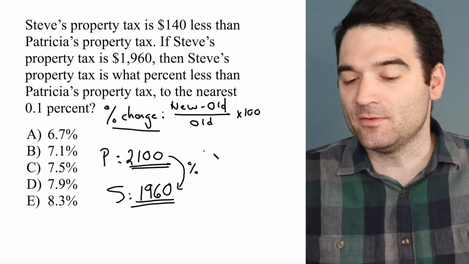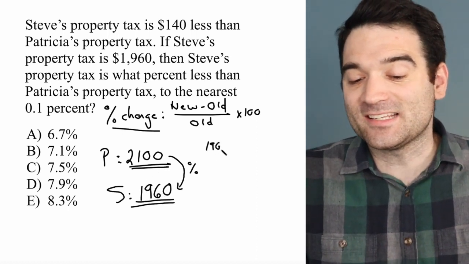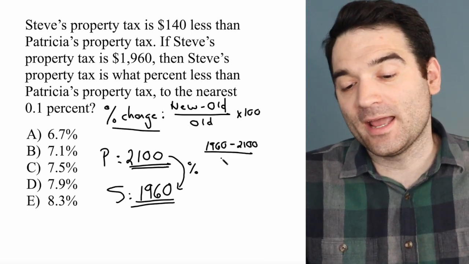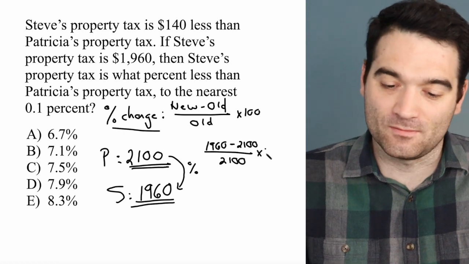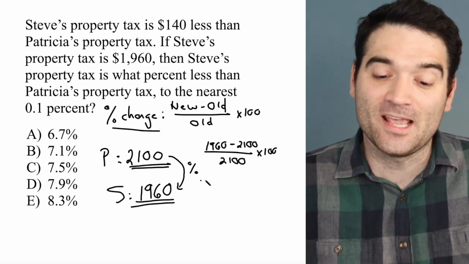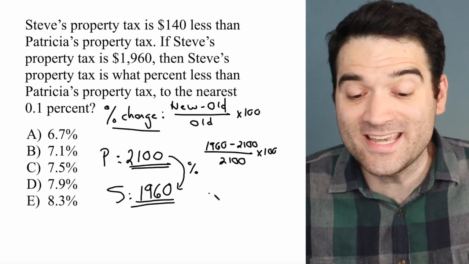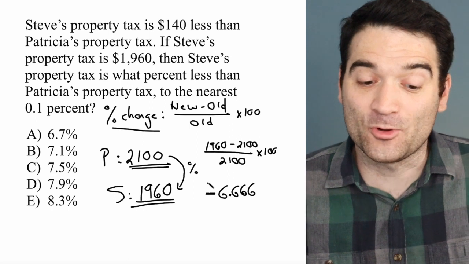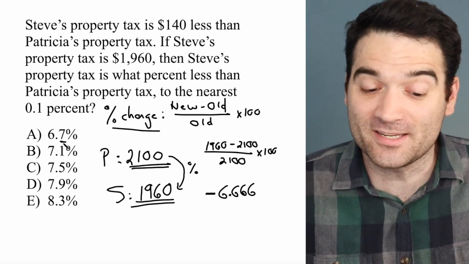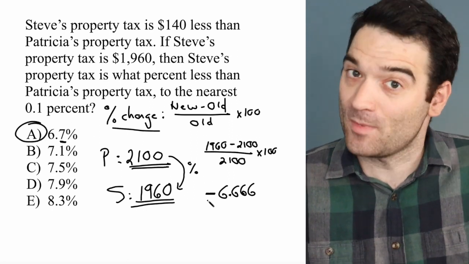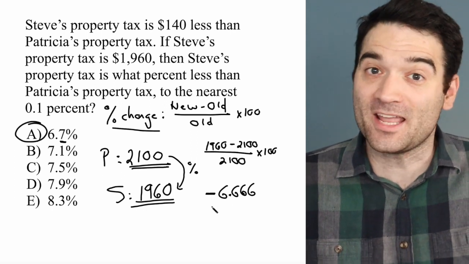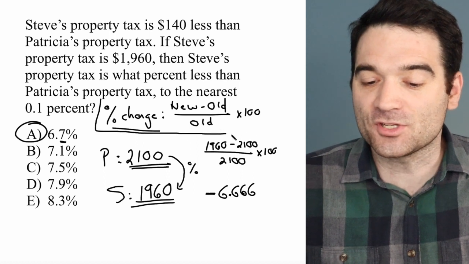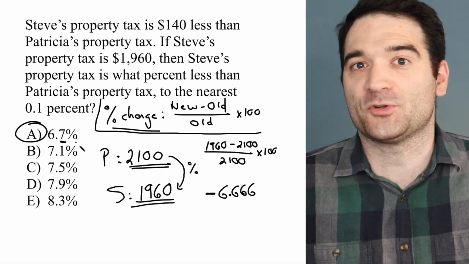If Steve is the new value, this is going to be 1960 minus 2100 divided by 2100 times 100, of course, because we're dealing with percents. And when you do this, it comes out to negative 6.666 repeating, which if we round to the nearest 0.1% is 6.7. And you might wonder why this is negative. It's because it's a percent decrease. So this formula applies not just for percent decrease, but also for percent increase.